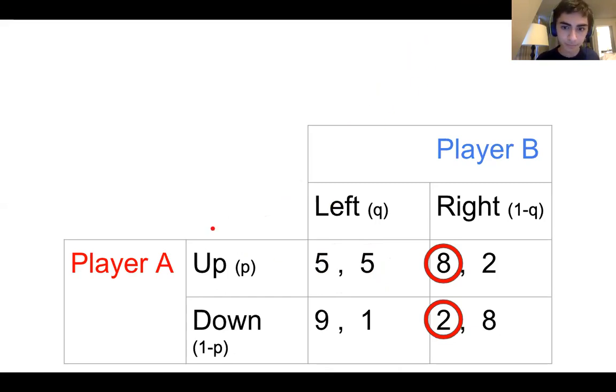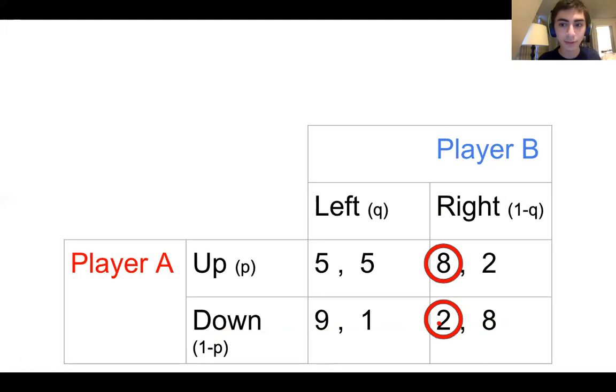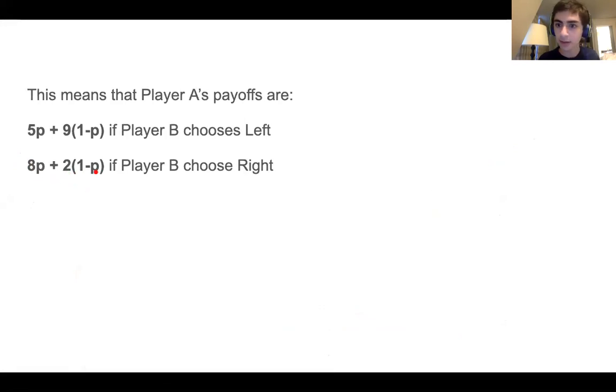So if player B chooses right, then with P chance, player A is going to go up and get a payoff of 8, and with 1 minus P chance, player A chooses down and gets a payoff of 2. So that means the expected payoff for when player B chooses right is 8 times P, the payoff times the chance, plus 2 times 1 minus P, the payoff times the chance, right?